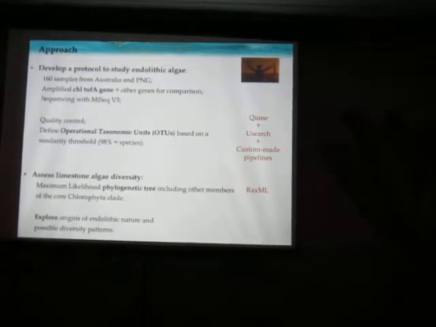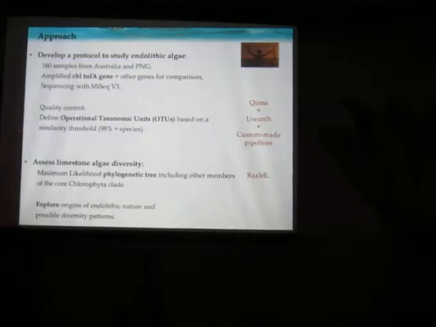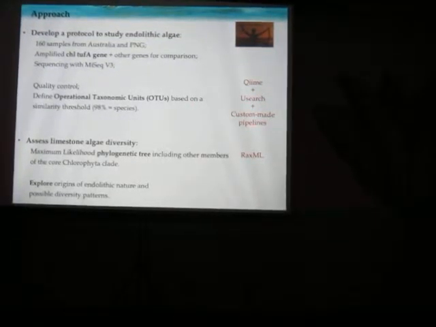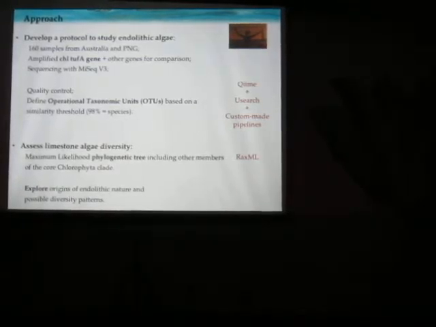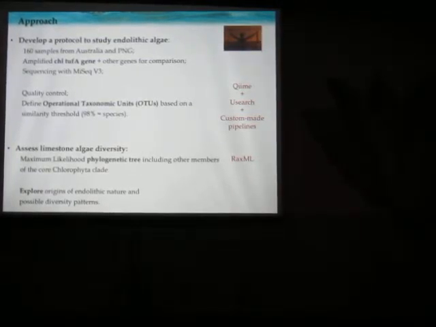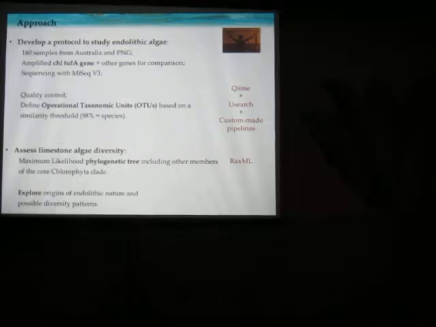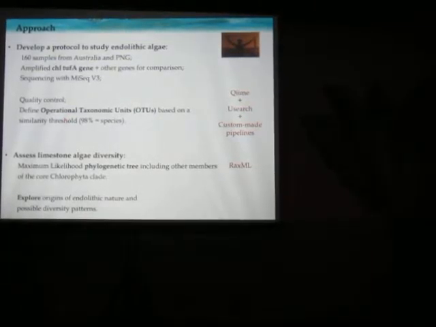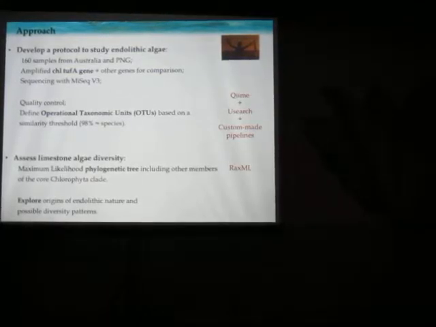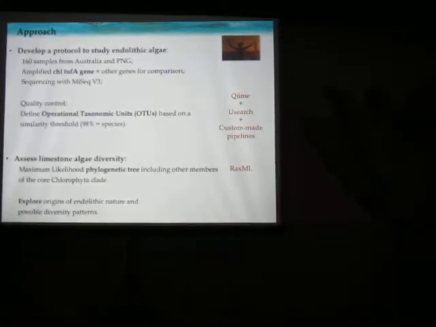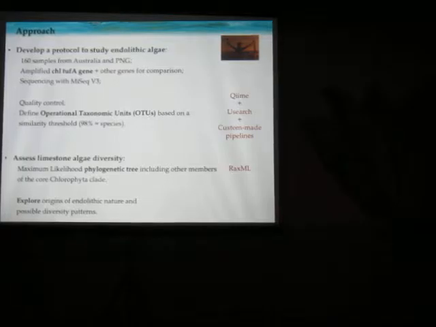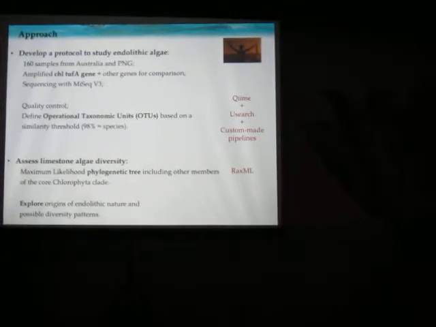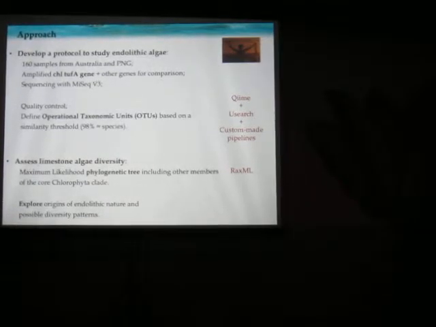So you get this bunch of sequences, you do quality control, and then we have to define operational taxonomic units, which are based on a similarity threshold. We used 98% because that's the closest we can get today to the species level. Then we built a maximum likelihood tree with these OTUs and other members of the chlorophytes. The idea is to see where those OTUs fall in the tree of the chlorophytes, and then we explore the origins of the endolytic nature and possible diversity patterns.